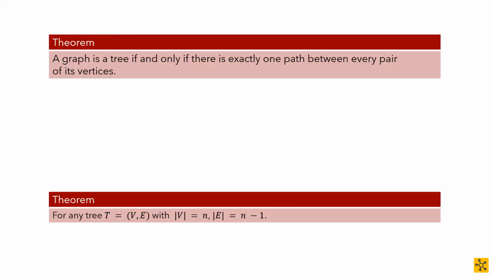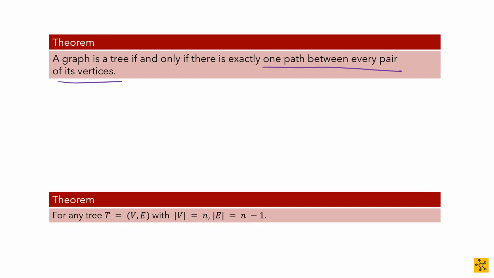Okay, so the last thing we're going to cover in this introduction to trees is two really important theorems related to it. We are going to cover a bunch more theorems as we move on. But the first one is: a graph is a tree if and only if there is exactly one path between every pair of its vertices.